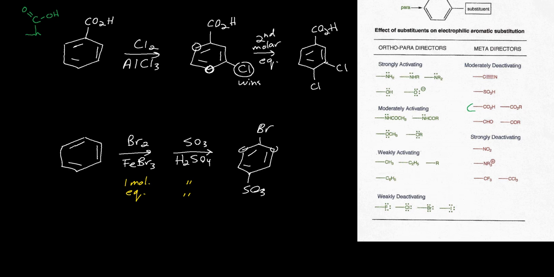Notice that if we had added the sulfate first, that's adding a meta director, according to the chart over here. So the meta director sulfate group, and then we would end up with the bromine meta to the sulfate rather than para or ortho. So thus the order of events being chosen.